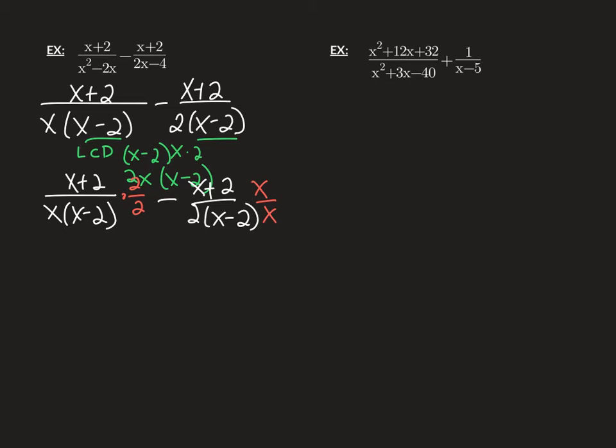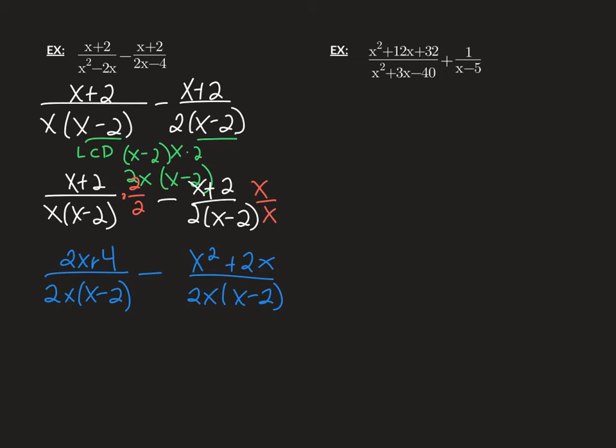Okay, well, let's simplify that now. In this left-hand fraction, I'm going to have 2x plus 4 over 2x times x minus 2. Notice I'm still not multiplying the bottom. I am multiplying the top because I may need to combine it with the next fraction. And if I multiply this next one, I get x squared plus 2x over 2x times x minus 2.